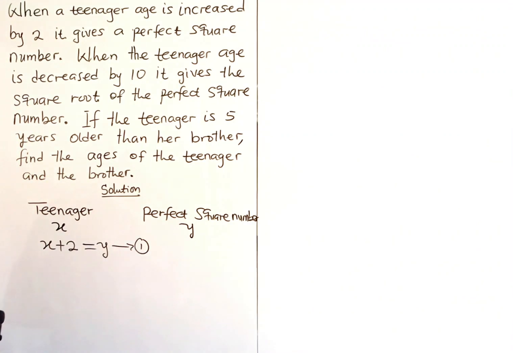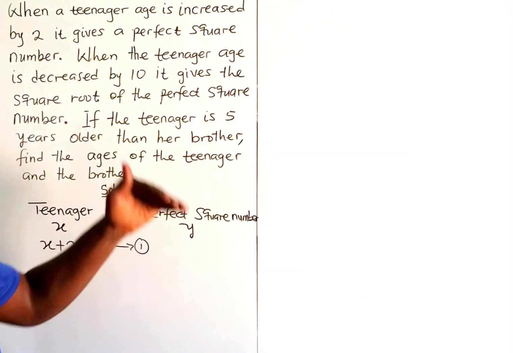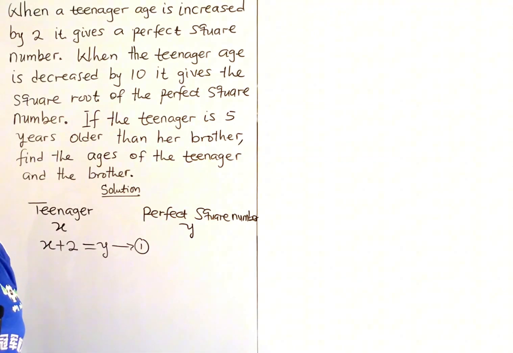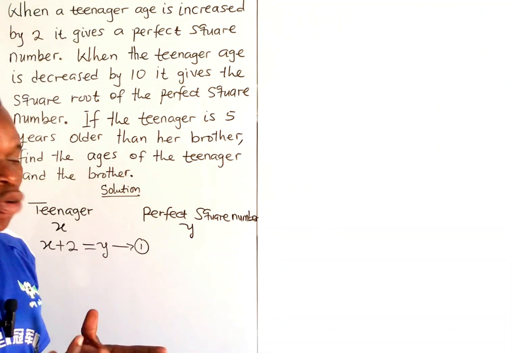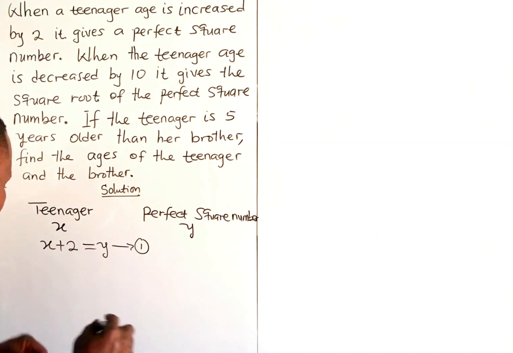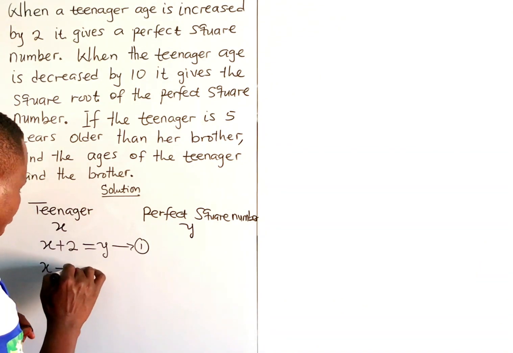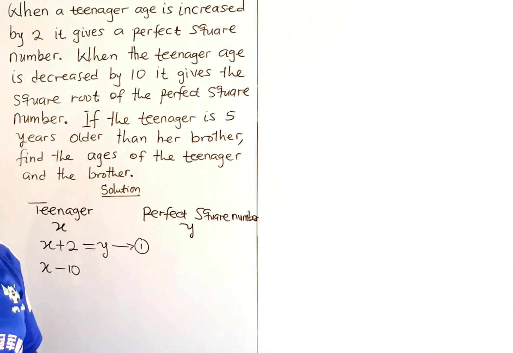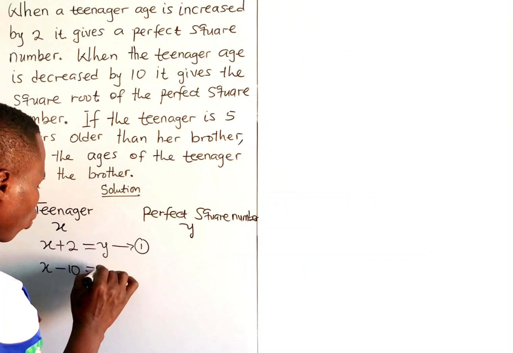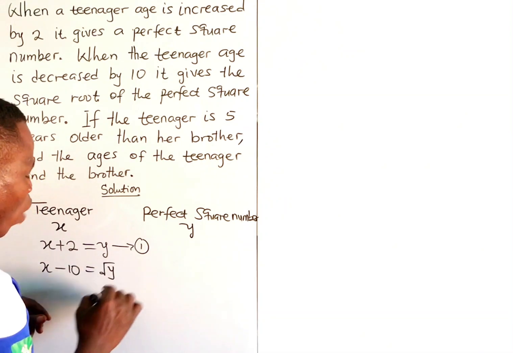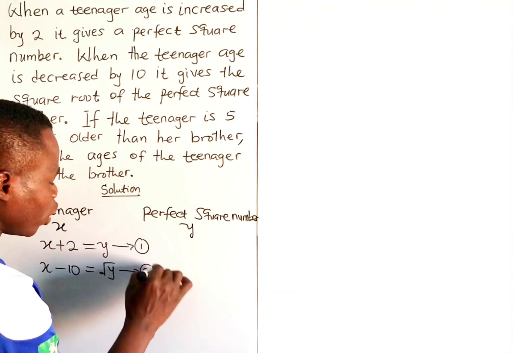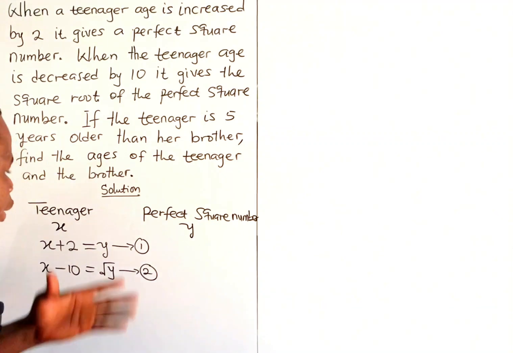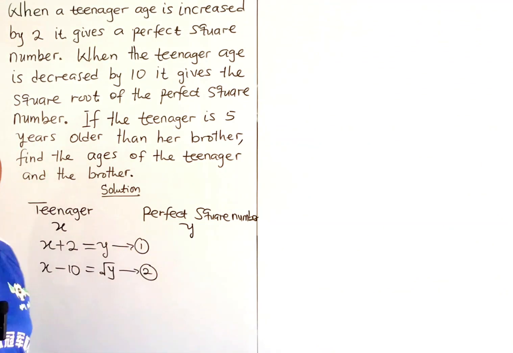Then let's take the second part of the problem. When the teenager's age is decreased by 10, it means that this time around we are going to subtract or remove 10 from the teenager's age. And that will be x minus 10. It gives the square root of the perfect square number. So this will be equal to square root of y. Then that will be equation 2. Then we can now solve these two equations simultaneously to find our values of x and y.